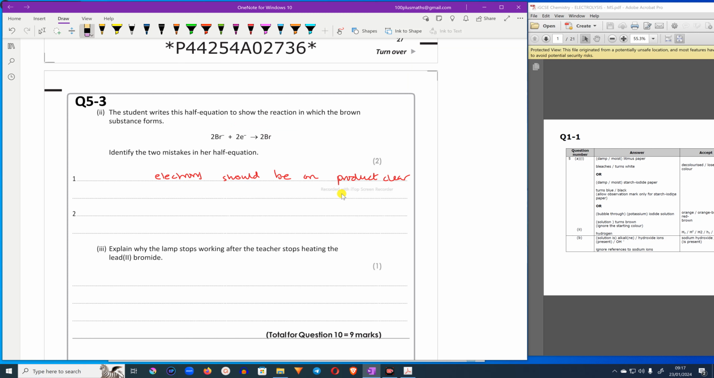And second thing, and it's always good to know this, remember what I said to you: fluorine, chlorine, bromine, iodine. They are diatomic, they run around in pairs. So when bromine is formed, that too should be there. Now it balances out. So 2Br should be Br2.